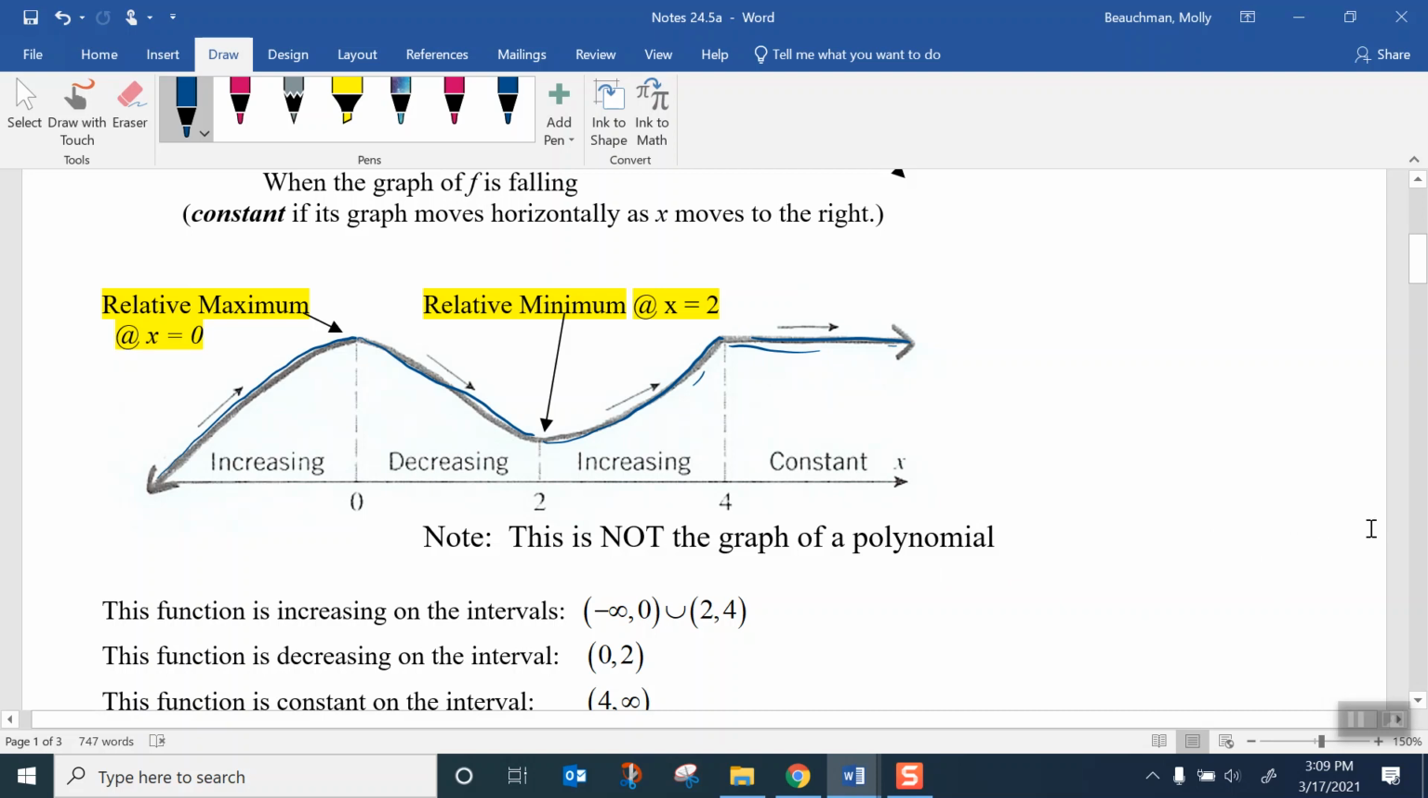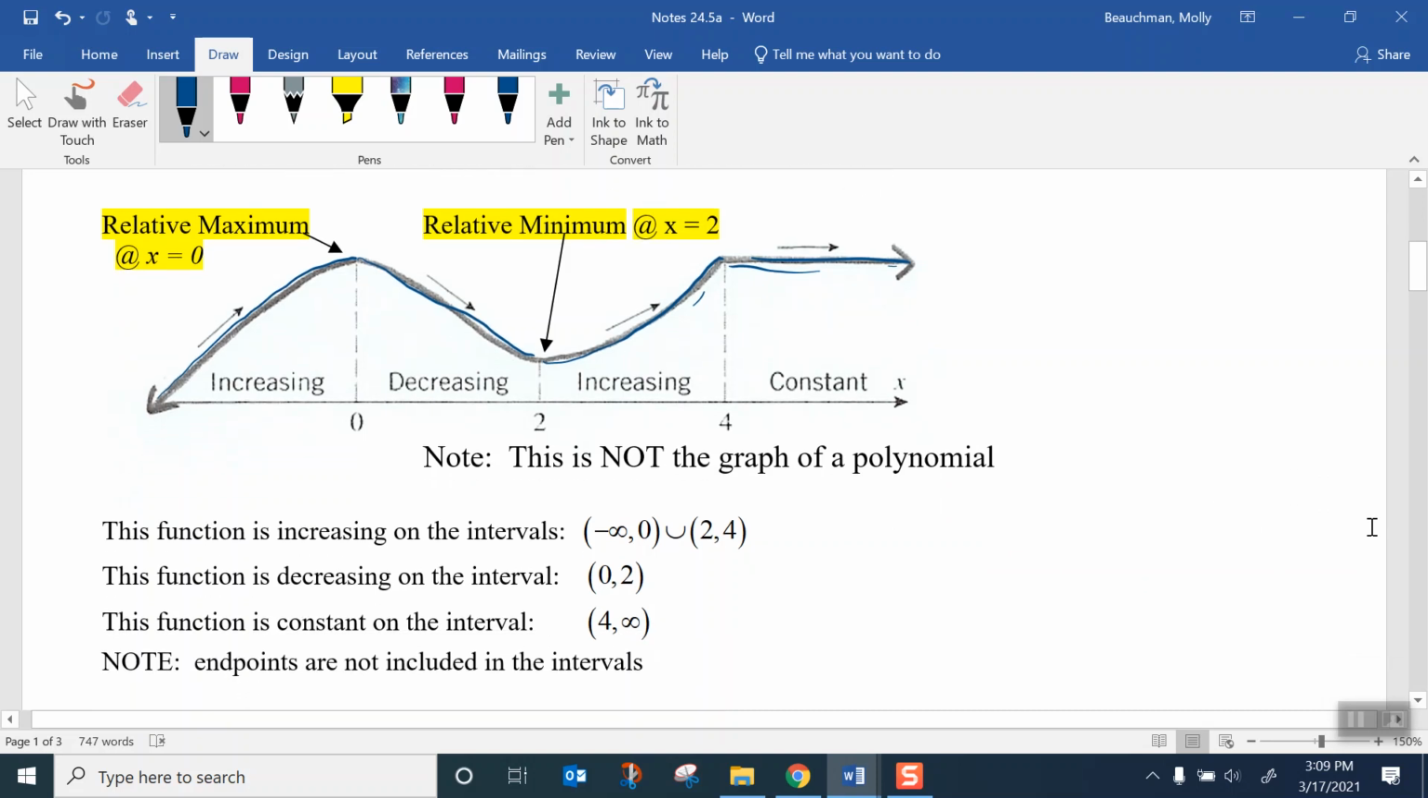When we talk about intervals, we talk about the x intervals in which a function is increasing. So this function is increasing on the interval from negative infinity to 0. Notice the interval is open because it doesn't include 0. And it's also increasing on the interval from 2 to 4. So increasing here and increasing here.